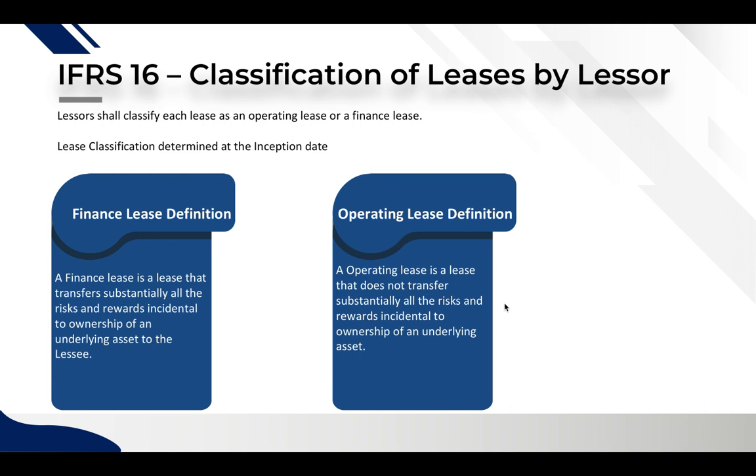An operating lease is a lease that does not transfer substantially all the risks and rewards incidental to the ownership of an underlying asset to the lessee. So, if there is a transfer of risks and rewards of the ownership of an underlying asset, then it's a finance lease. If there is no transfer, then it's an operating lease.